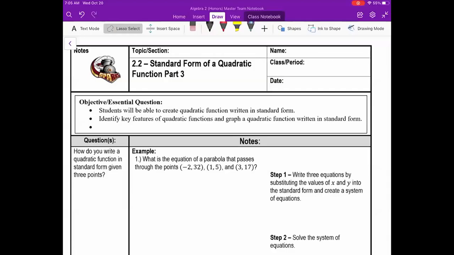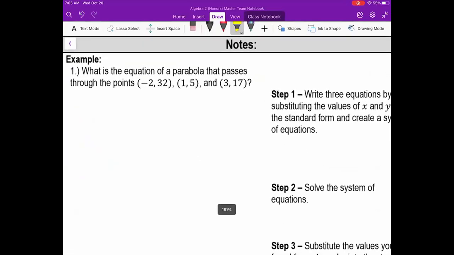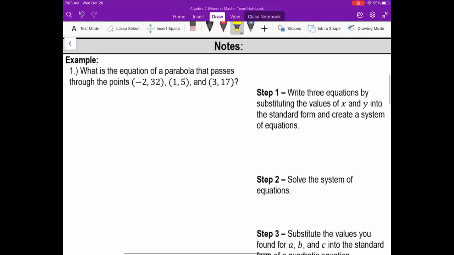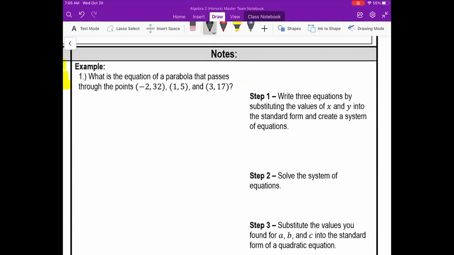All right, so this is 2.2, standard form of a quadratic function. This is part 3. The essential question is, how do you write a quadratic function in standard form given 3 points? So remember that the standard form of a quadratic function is in the format of y equals ax squared plus bx plus c. So we've got to write an equation in that form, which means we need to find your a value, your b value, and your c value.